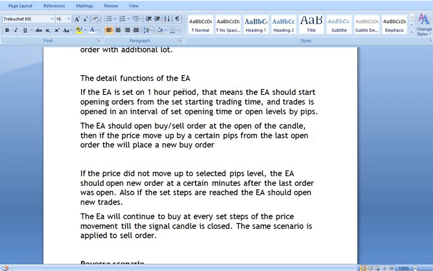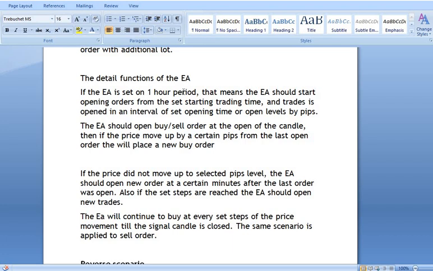Waiting that 1 hour between 8 a.m. till 9 a.m. is what we call the 1 hour period. That's what I mean by 1 hour period. So if the user chooses 4 hours, that means the opening time period where the EA is going to open orders is within the 4 hours.